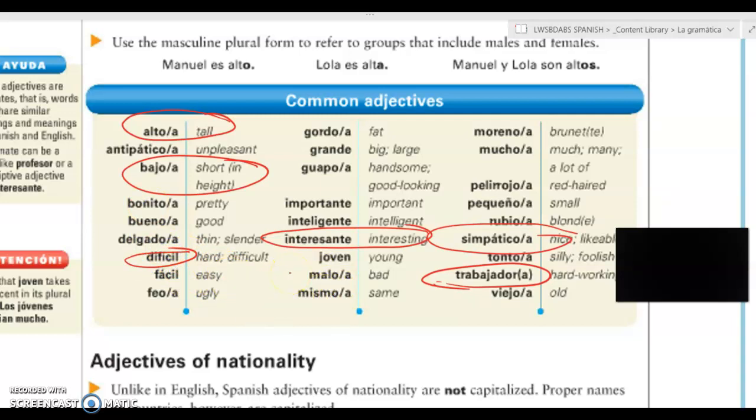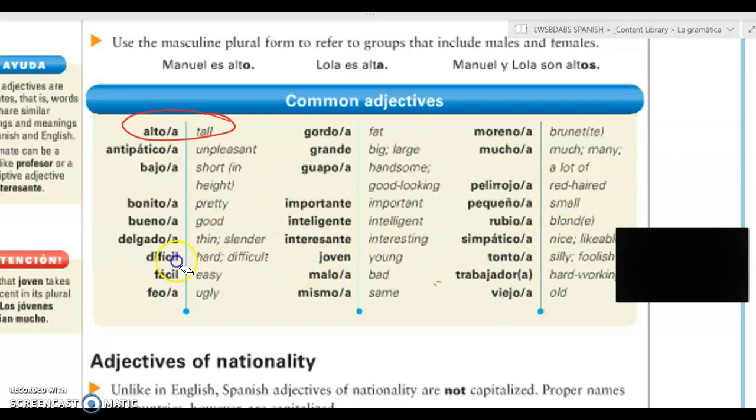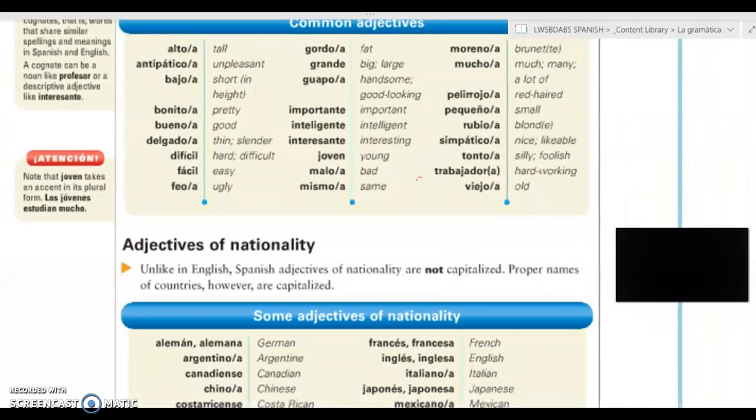And you'll be also asked to describe yourself with different qualities, to be able to identify yourself as joven, maybe pelirrojo, or in your case, likely pelirroja. So these will be a list of adjectives that will be very helpful for you to know.